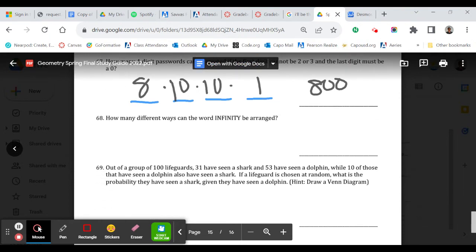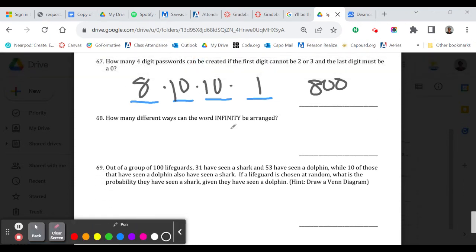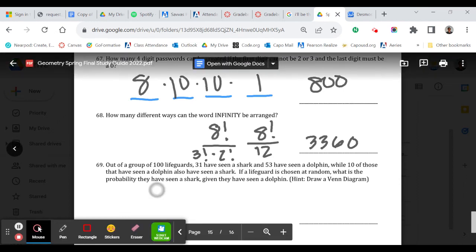How many ways can you spell the word infinity? Well, normally it's just the number of letters factorial. But since we have repetition, we see 3 i's, so that's 3 factorial, times 2 n's, which is 2 factorial. If you evaluate the bottom, that's about 12. And then if we evaluate the top, I think it's 3360 ways, which is pretty wild.